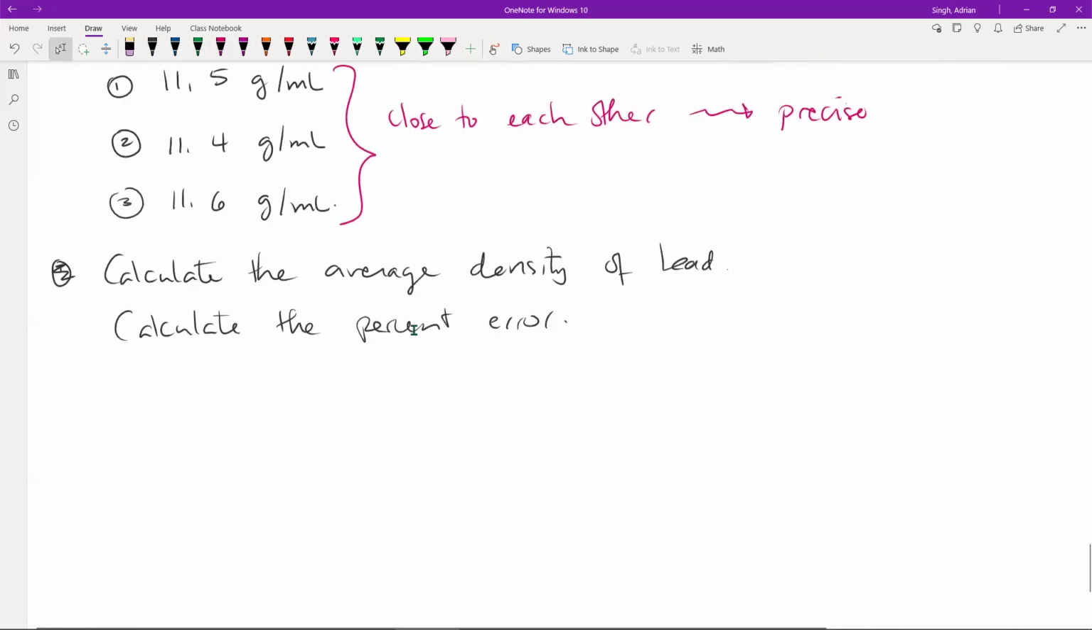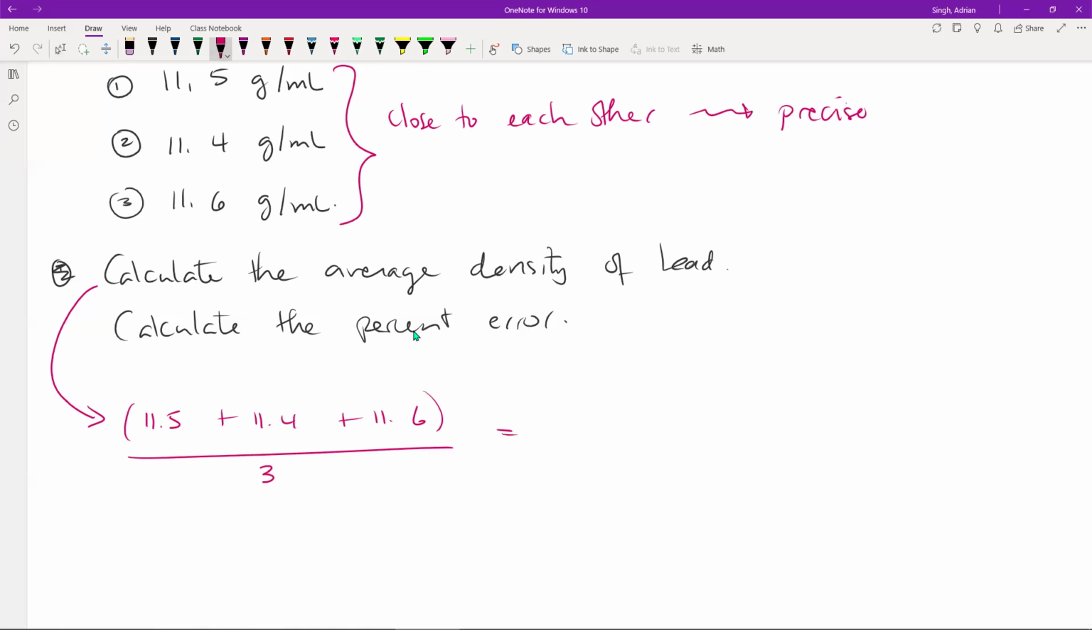So let's calculate the average first of all. For the average, it's simply adding together all of the values and then dividing by the number of values that we've had. So we take 11.5 and add that to 11.4, add it to 11.6. All the values added together. We divide it by a total of 3 trials that we did.